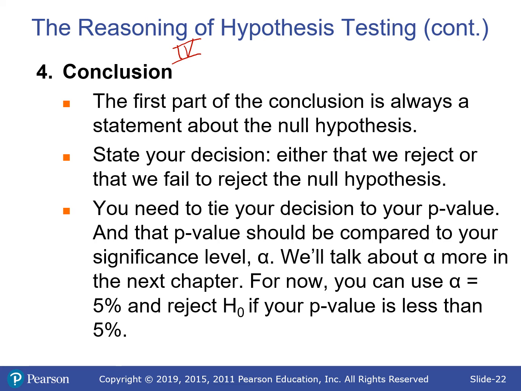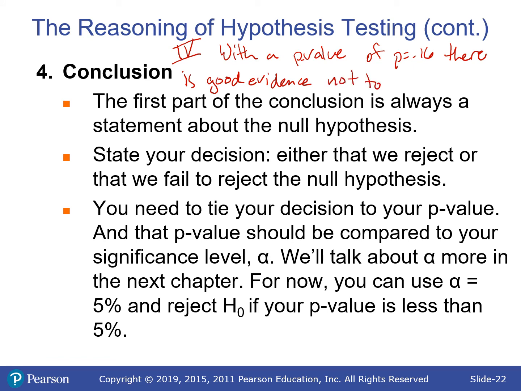So here, with a p-value of p equals 0.16, we reject or we fail to reject the null hypothesis, or even more wishy-washy, there is good evidence not to reject, or there's good evidence to retain the null hypothesis that P equals 0.2.